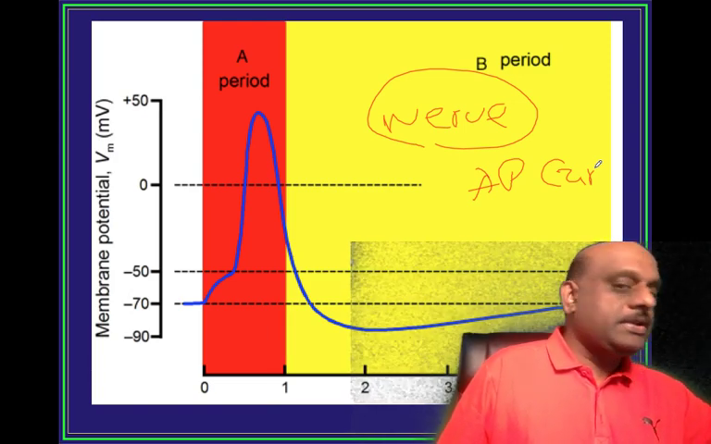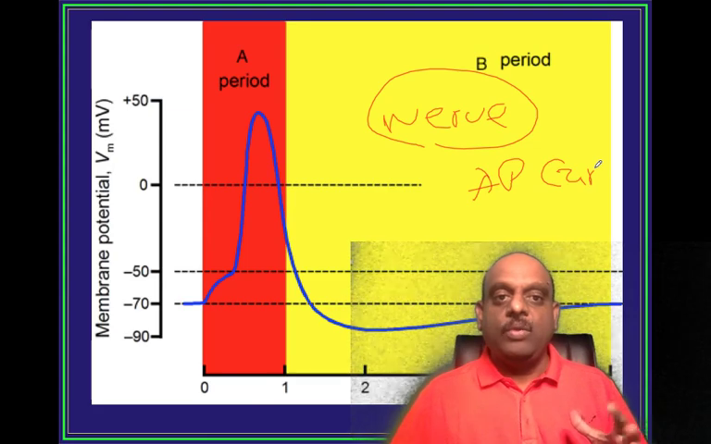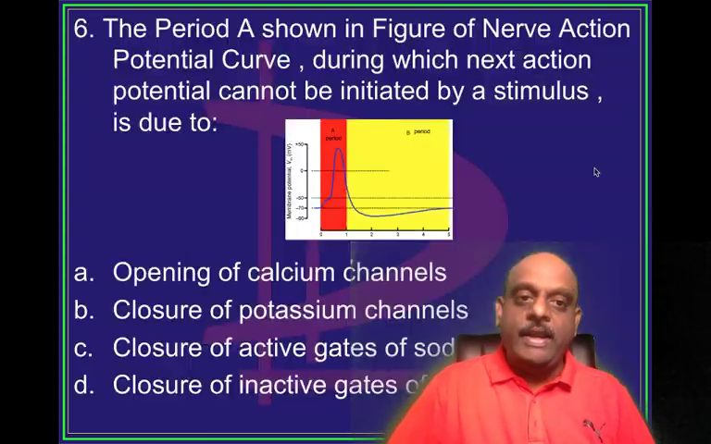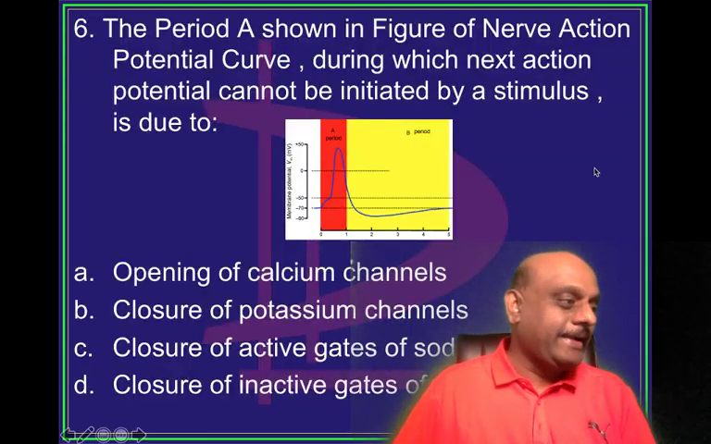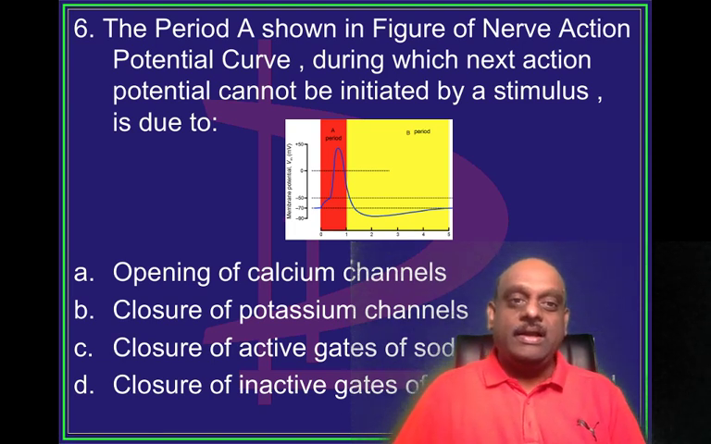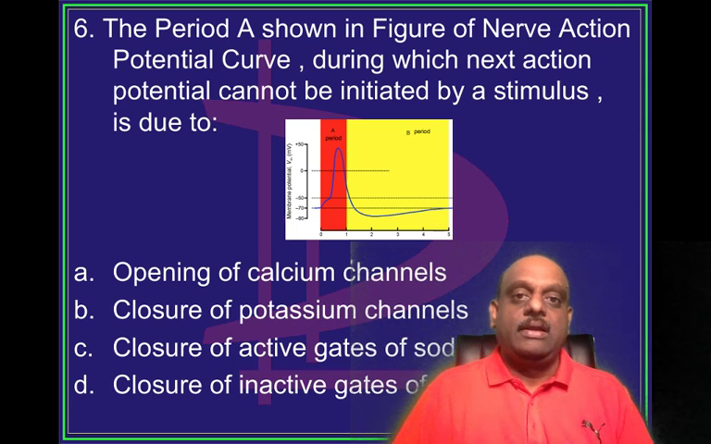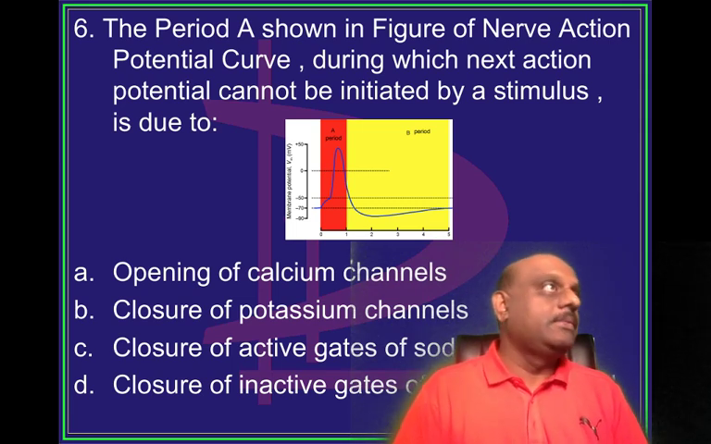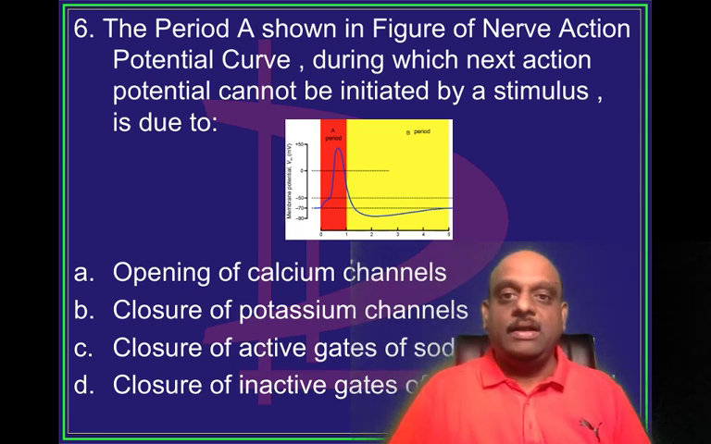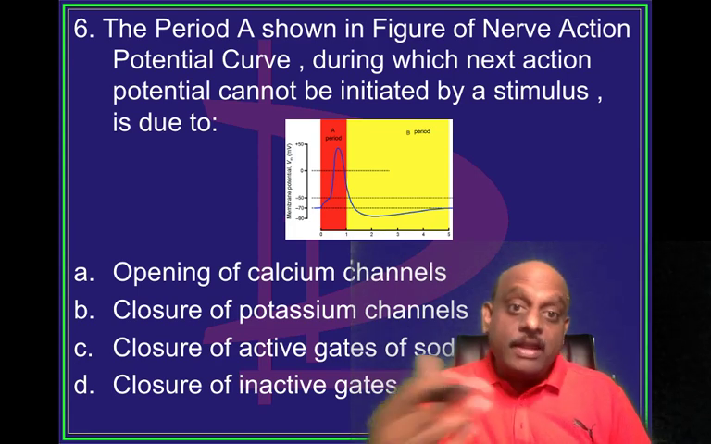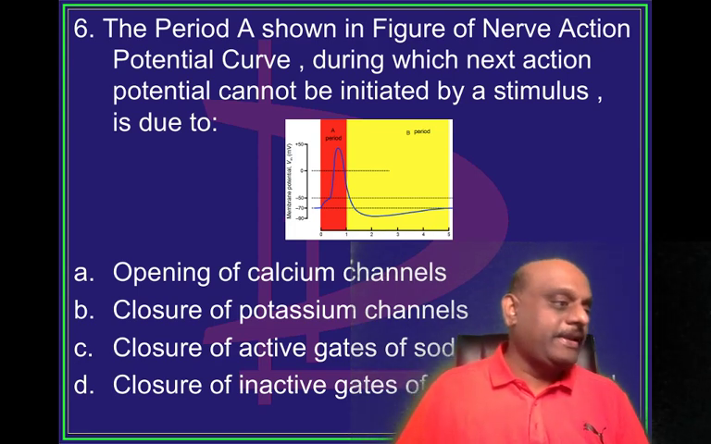Now the question is, what is the difference? You have a period A and a period B. You tell me, doctor, period A which is being shown, during that time another wave cannot be done. What is the reason for that?